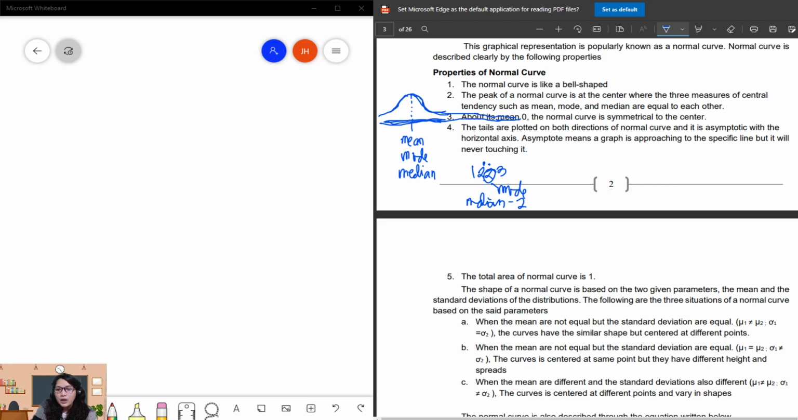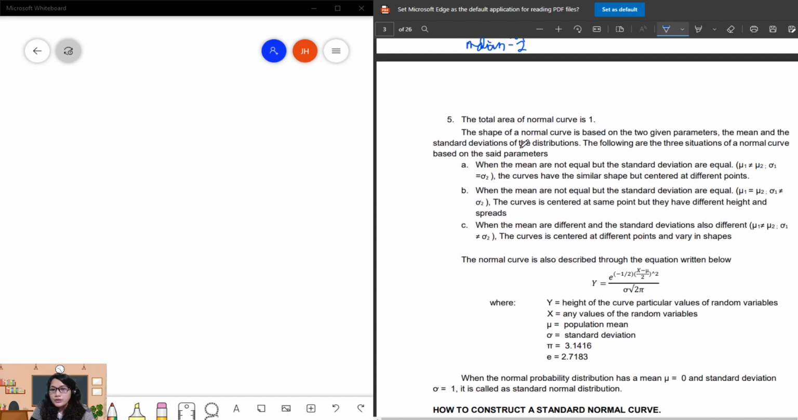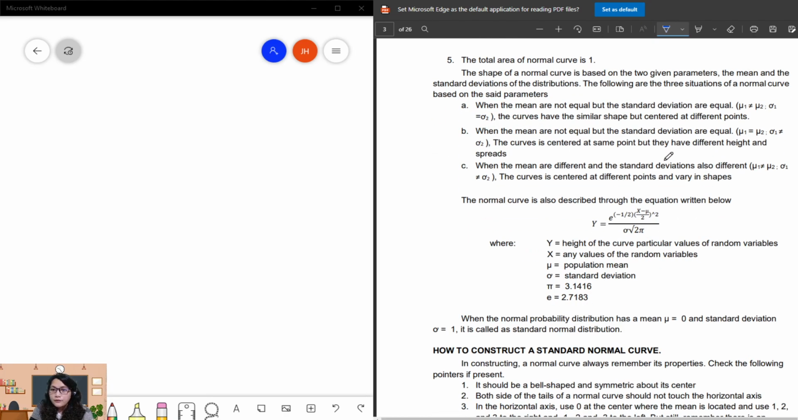So, the total area of the normal curve is 1. Again, remember that in a probability distribution, the total is 1. So the same as in the normal curve, the total is 1. The shape of the normal curve is based on 2 given parameters, the mean and the standard deviation of the distribution. The following are the 3 situations of a normal curve based on the said parameters.